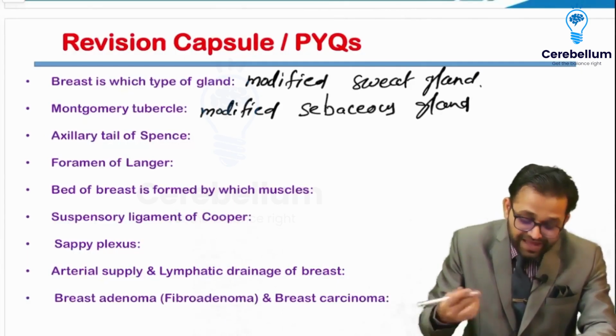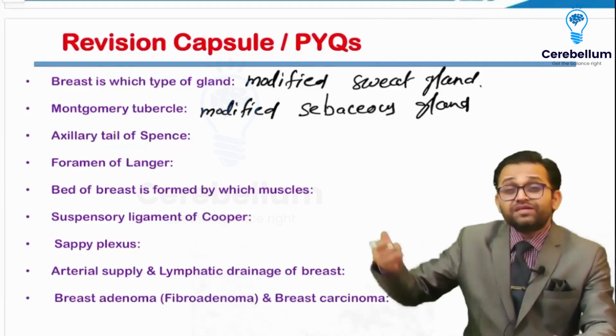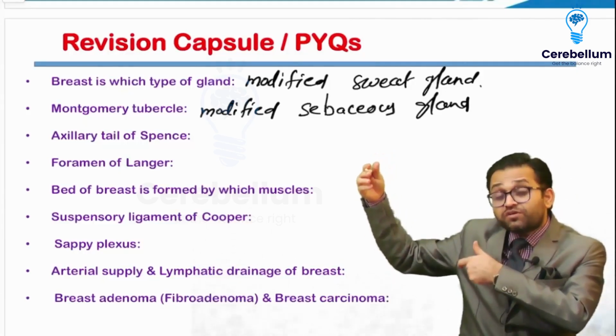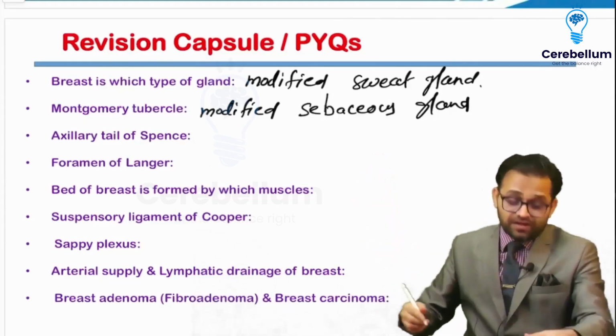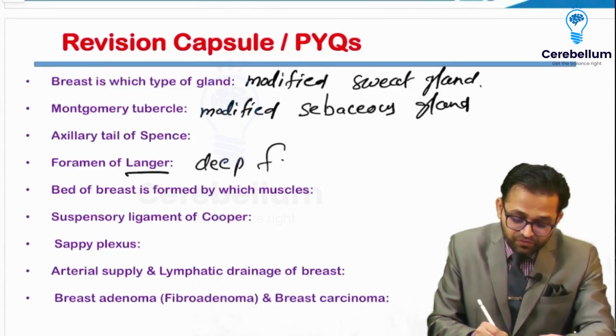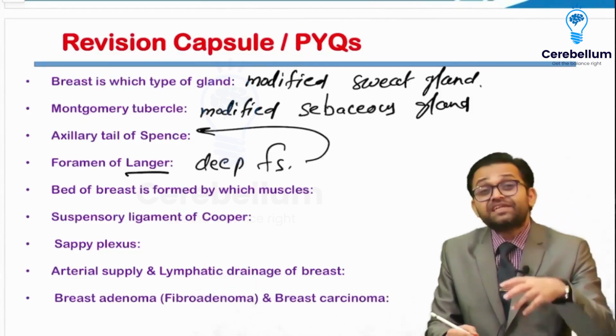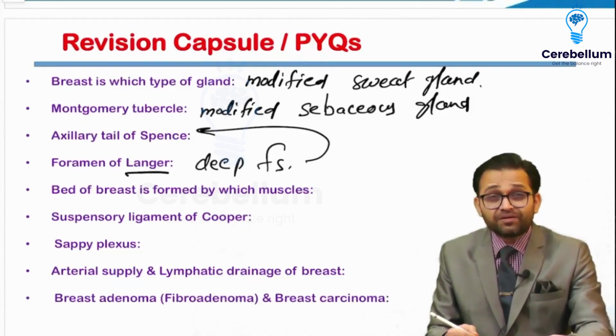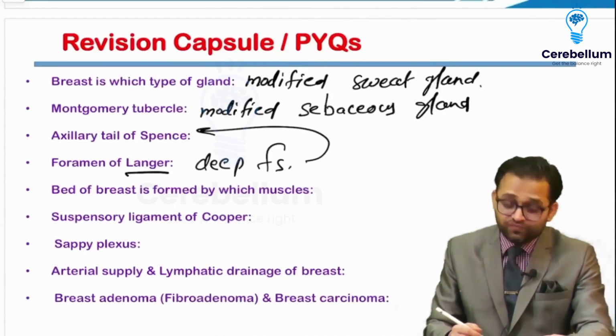MCQ. Then the axillary tail of Spence, I told you, it is the projection from the upper lateral quadrant into the axilla. Yes, foramen of Langer, it is the opening in the deep fascia through which the axillary tail of Spence approaches the axilla part. Bed of the breast is formed by which muscle?